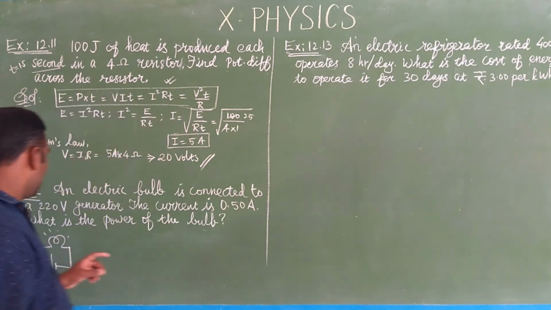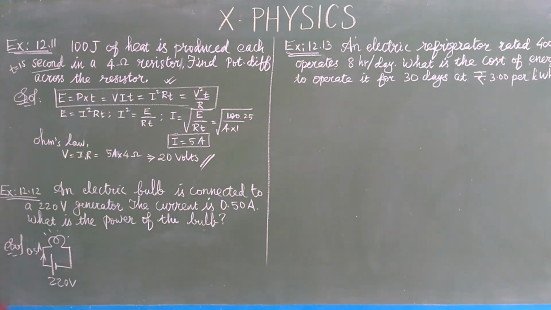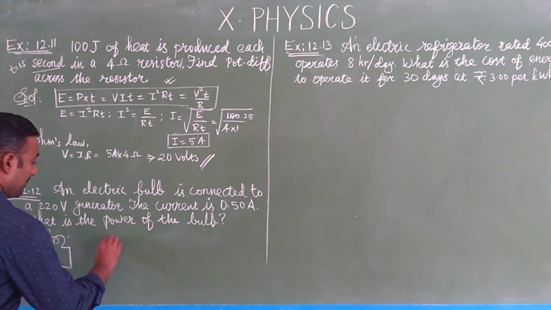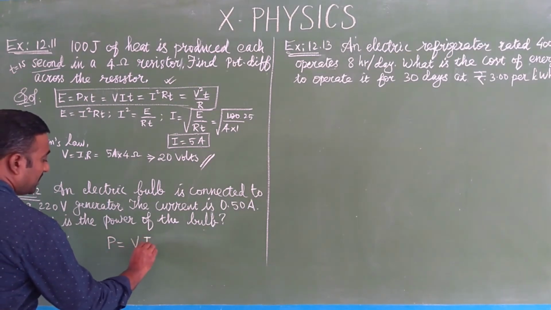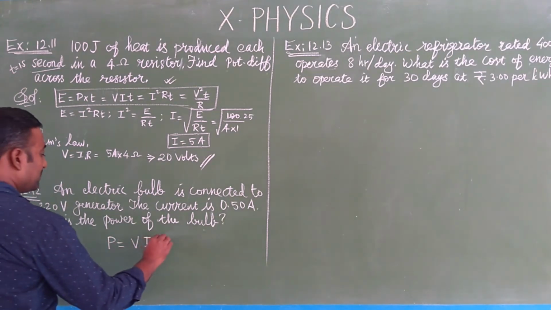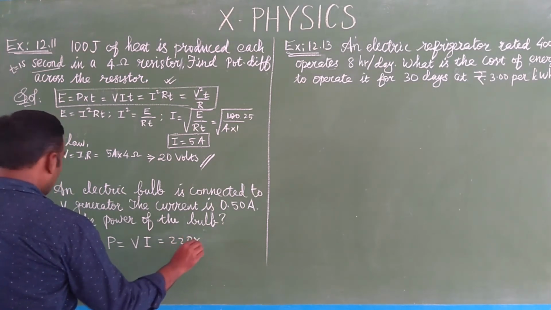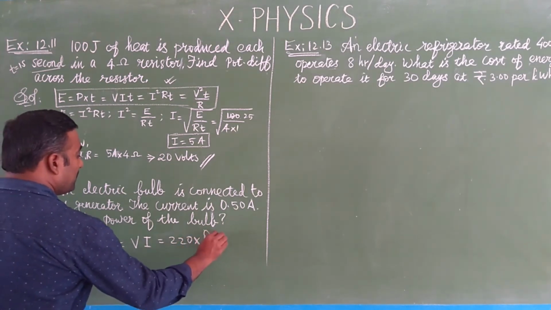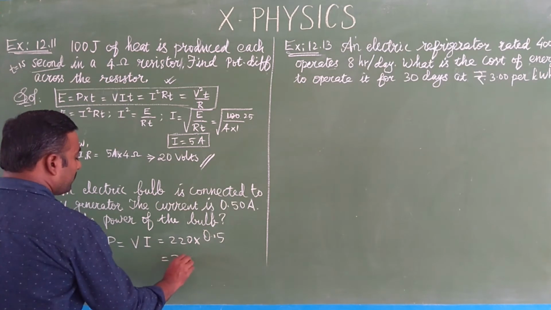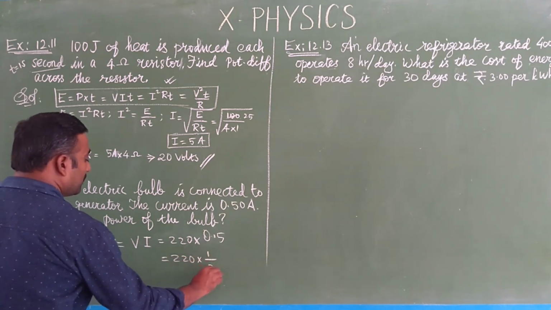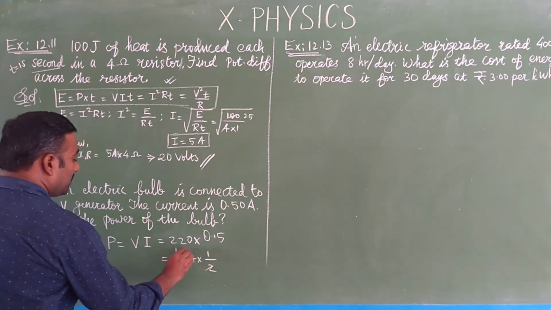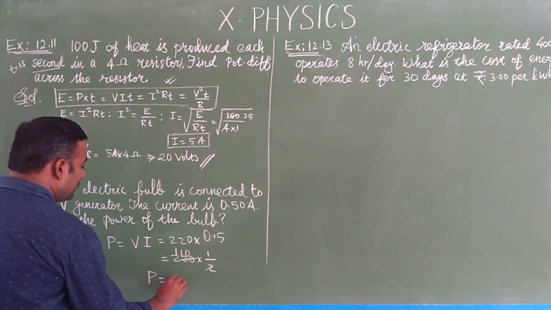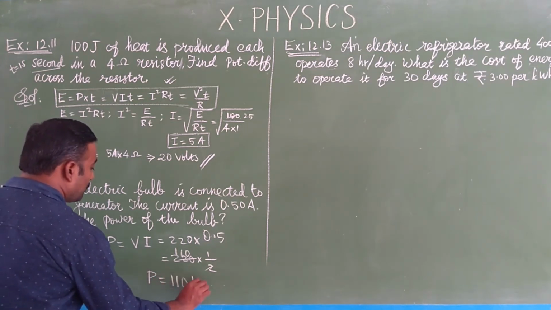So now we want to determine the power of the bulb. It's very simple. The power is the product of potential and current. Already they have given the potential difference across it, it is 220, and the operating current is 0.5 ampere. 0.5 ampere we can say as 1 by 2, so it is 110. Therefore the power of the bulb is 110 watts.